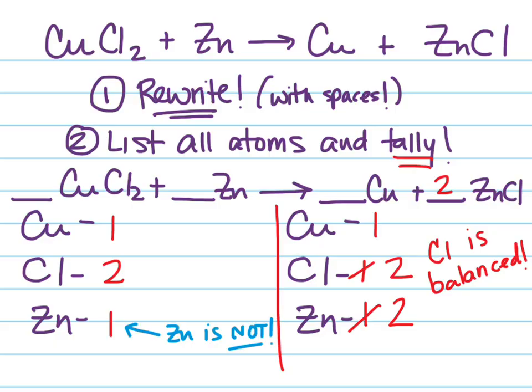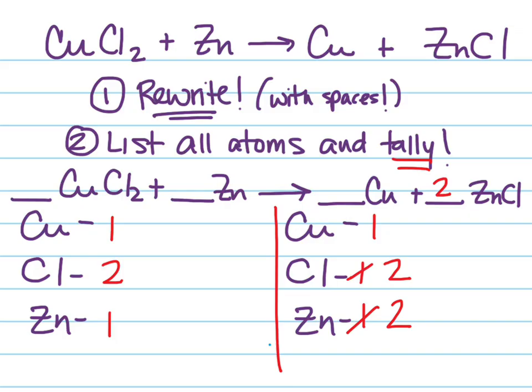Okay, next step. Well, I need 2 zinc atoms on the reactant side. So if I put, whoops, I did that wrong, sorry. You would put the coefficient 2 in front of the zinc, and that is what changes the tally to 2. So now I know that I have 2 zinc on both the reactant and product side. I've got copper balanced, chlorine is balanced, and zinc is balanced. Yay, we're done. Awesome. Keep moving.